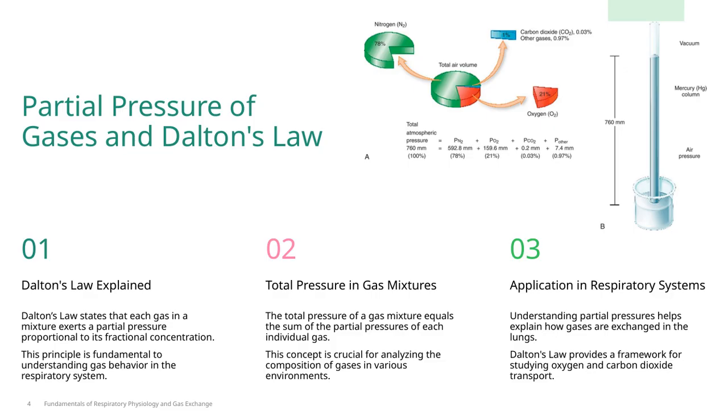For example, it helps us understand how oxygen and carbon dioxide are transported and exchanged in the lungs. When we think about gas exchange, knowing the partial pressures involved allows us to see why gases move from areas of higher partial pressure to lower partial pressure, which is the basis for diffusion.